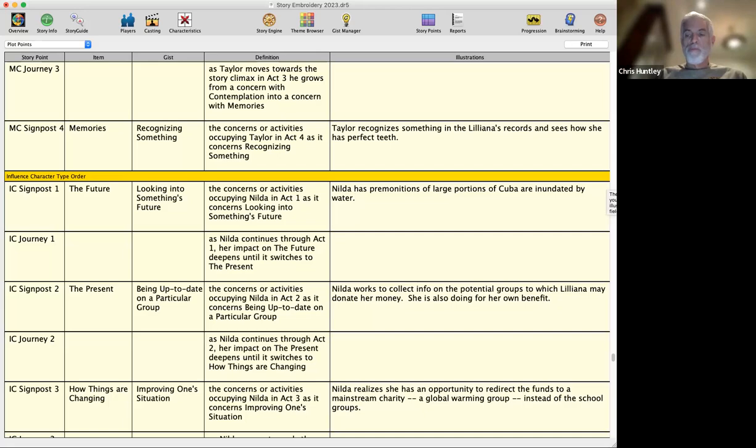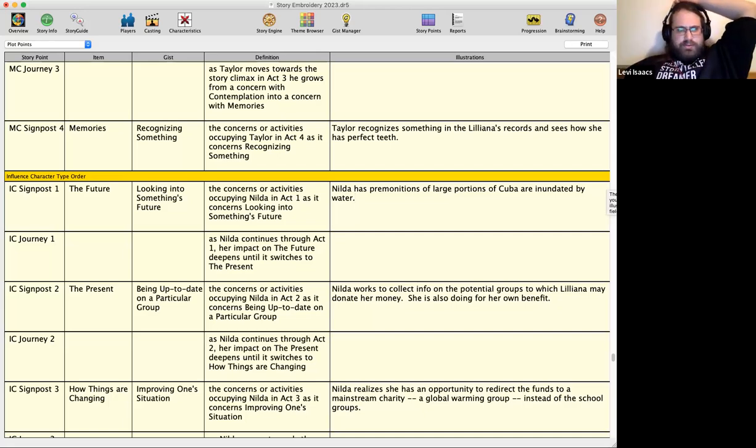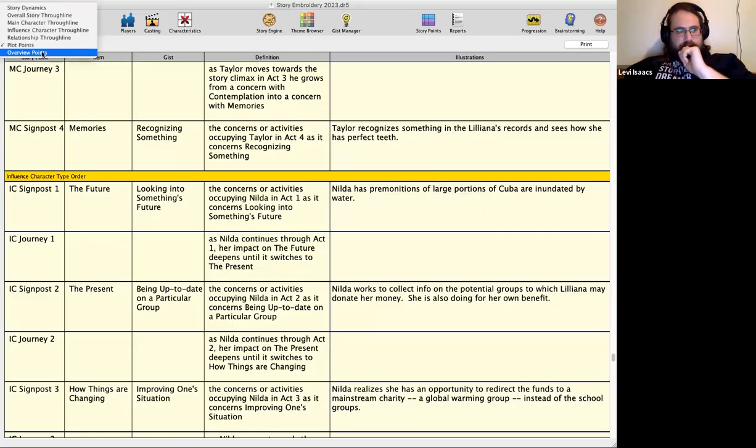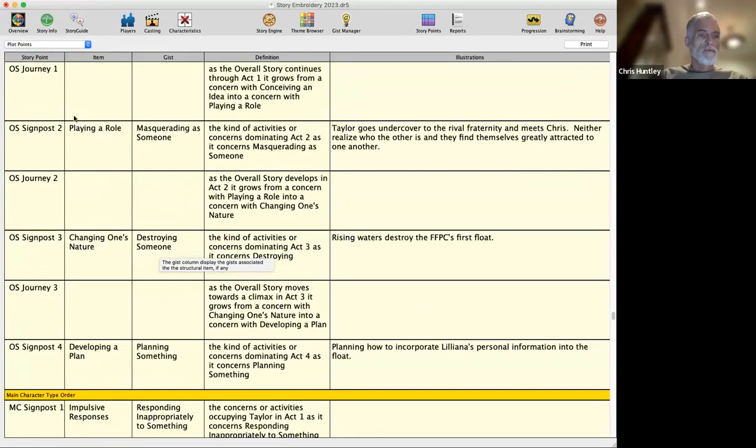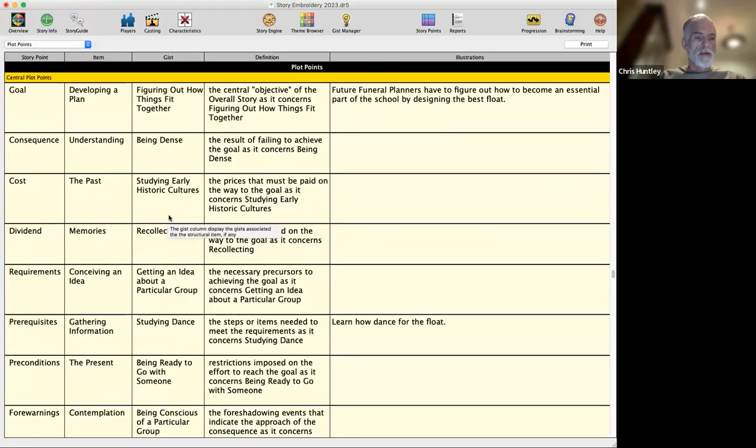So I thought of somewhere where I could slot in that one we weren't sure about with the dental record kind of tracing their lineage. I think that slots pretty well into the cost, studying early historic cultures. And then I thought I had one other. What are those? It is plot points, okay. Costs.